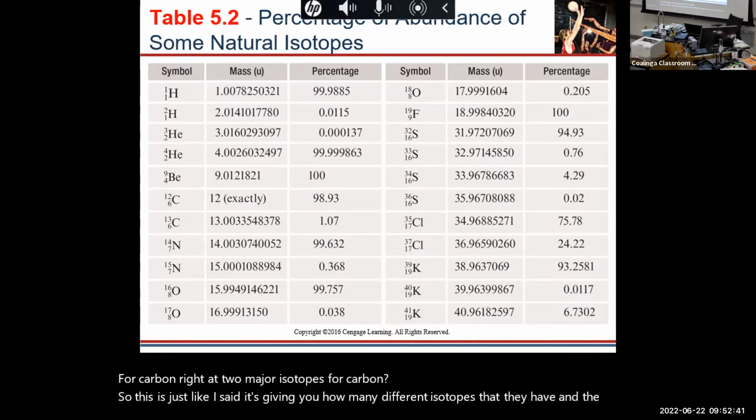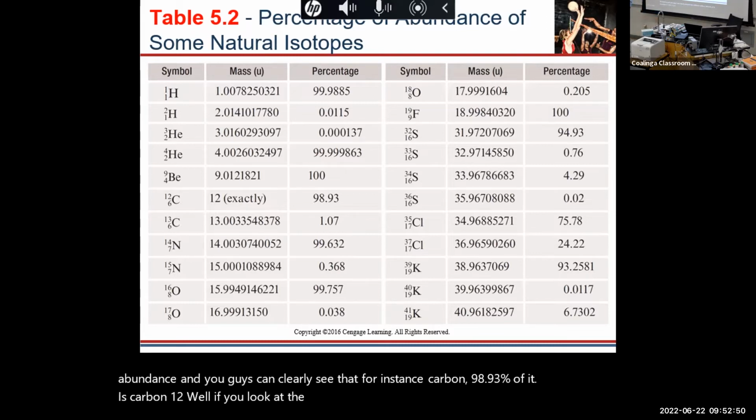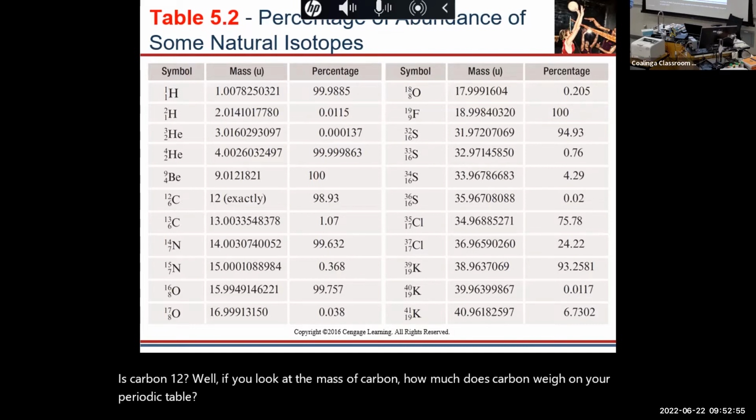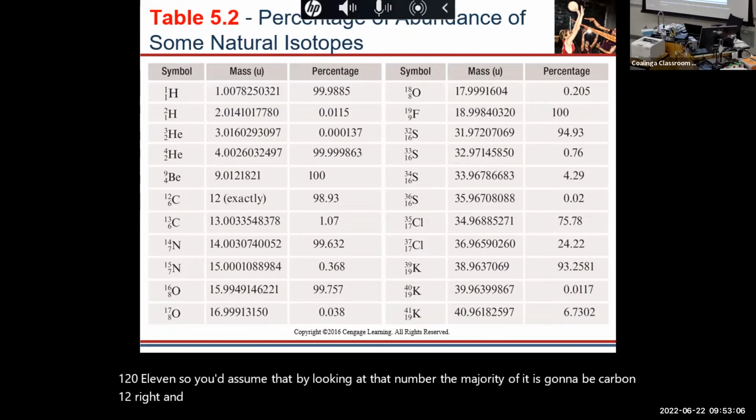And you guys can clearly see that, for instance, carbon, 98.93% of it is carbon 12. Well, if you look at the mass of carbon, how much does carbon weigh on your periodic table? 12.011. So you'd assume that by looking at that number, the majority of it is going to be carbon 12, right? And sometimes just thinking about it, like for instance, there's a question that always ends up popping up on some exam about abundance of isotopes.